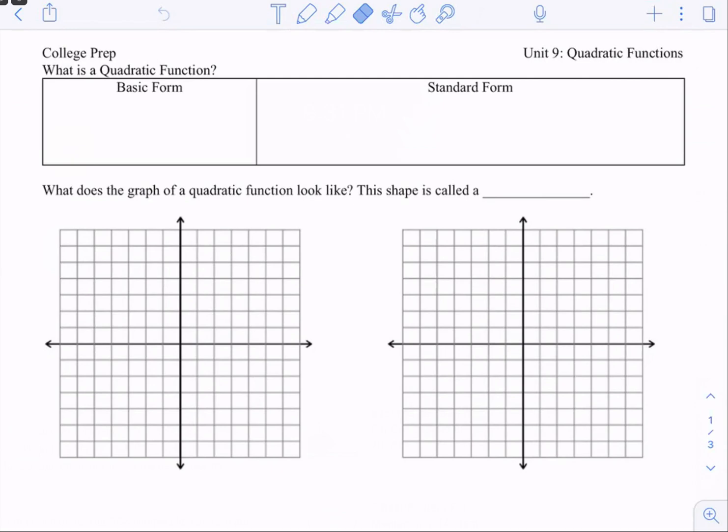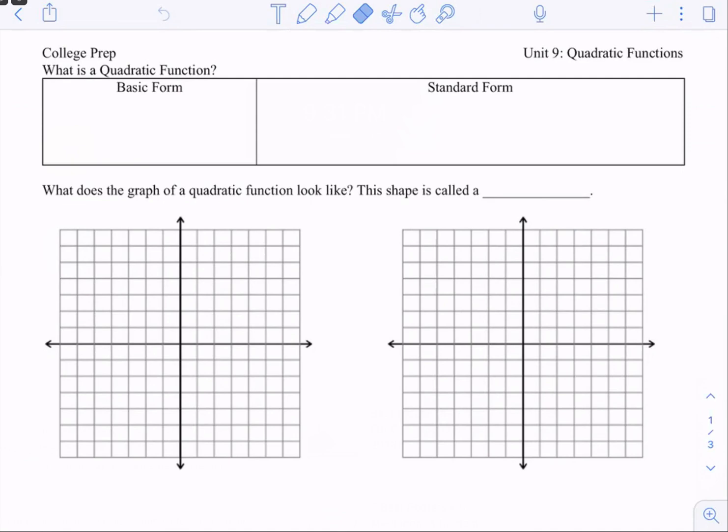We actually finished Unit 8 and we're moving on to Chapter 9. And Chapter 9 is all about quadratic functions. Now, quadratic functions is something that you've seen before in Algebra 1. So this should not be brand new to you. You should have seen this.